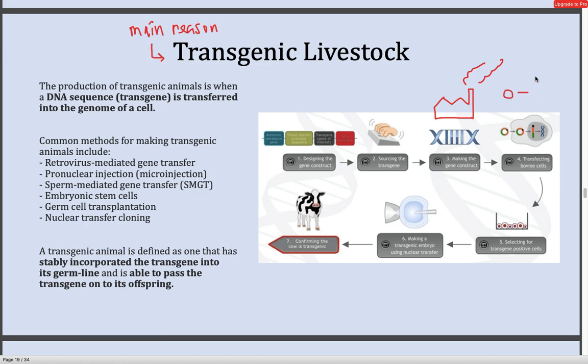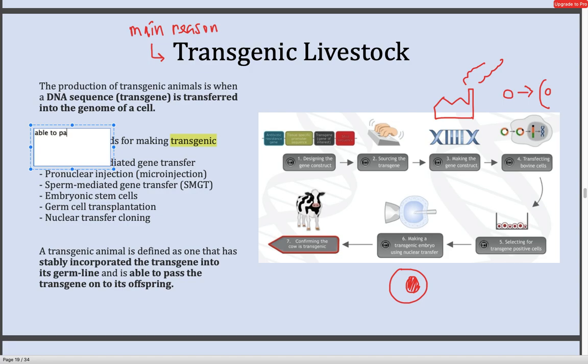In our next class, we'll learn how to make transgenic embryos and the pros and cons of different methods. And then you finally confirm that your animal is transgenic. Again, in our next class, we'll learn about the pros and cons of all the methods listed up there, whether it's retrovirus-mediated gene transfer or germ cell transplantation. When we talk about a transgenic animal, it specifically refers to an animal where they are able to pass on the transgene to its offspring.